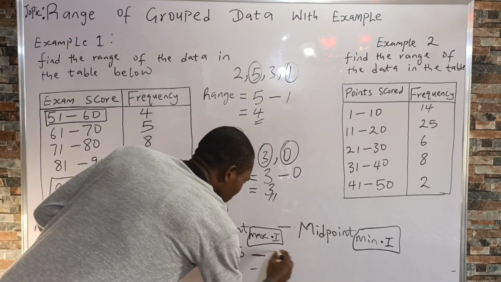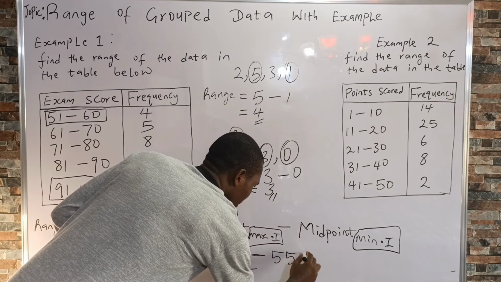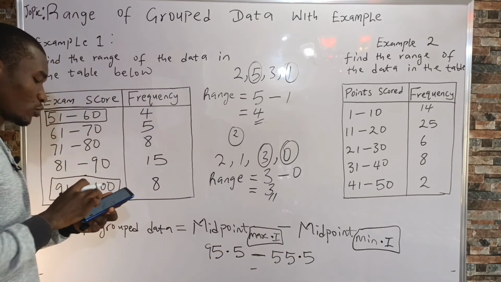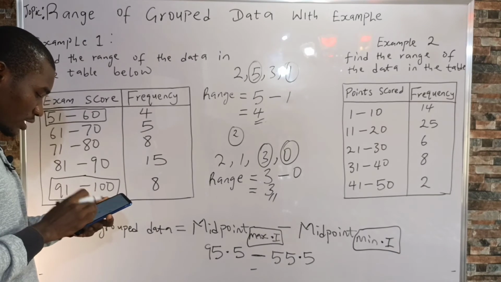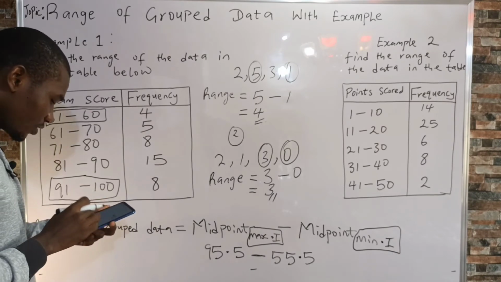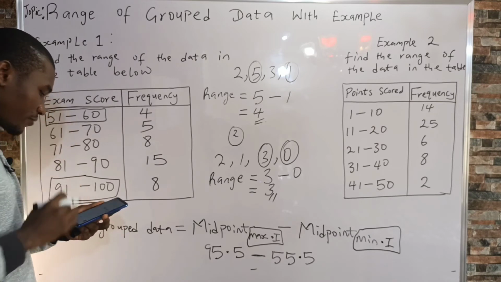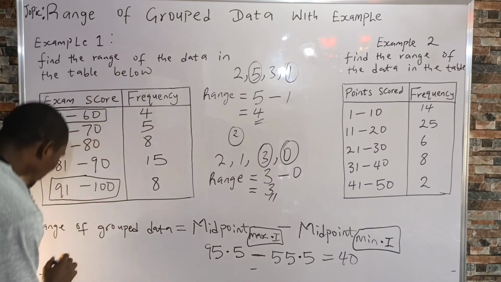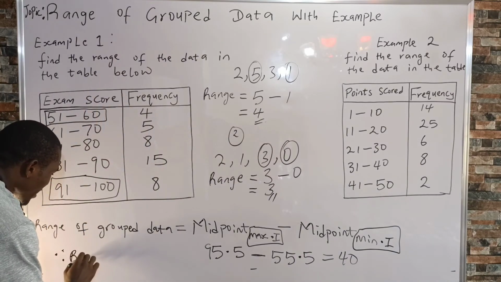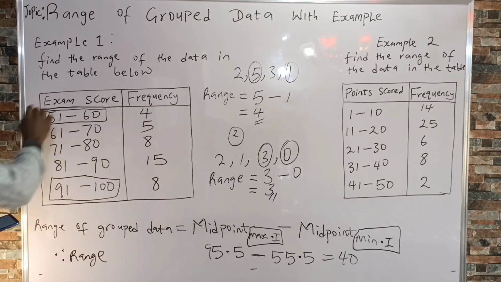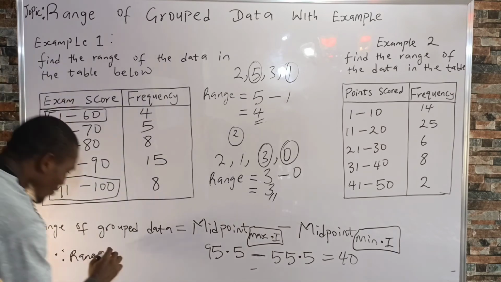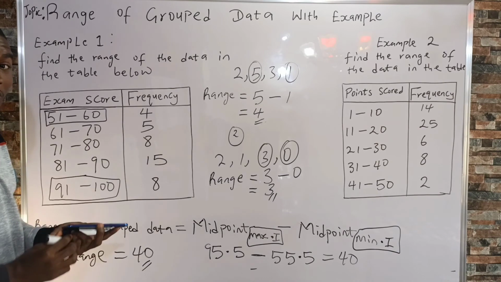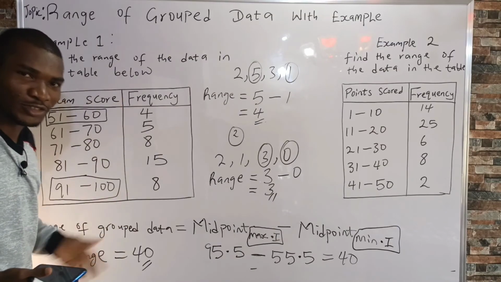So minus 55.5. So 95.5 minus 55.5, let's know what we shall have. 95.5 minus 55.5 will give me 40. Therefore, the range of this given grouped data is equal to 40. That is very simple, right? So I guess you've understood how to find the range of a grouped data.